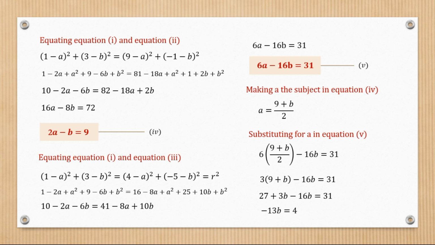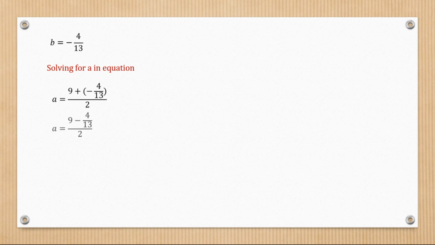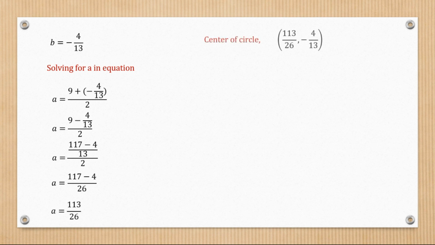So solve this further, and I'll have negative 13b being equal to 4, of which this shall give me b being equal to negative 4 over 13. So now to solve for a, I'll have a being equal to (9 plus negative 4 over 13) over 2. So a shall be (9 minus 4 over 13) over 2. So when I solve this further, I'll have a being equal to 113 over 26. So now the center of the circle shall therefore be (113 over 26, negative 4 over 13).